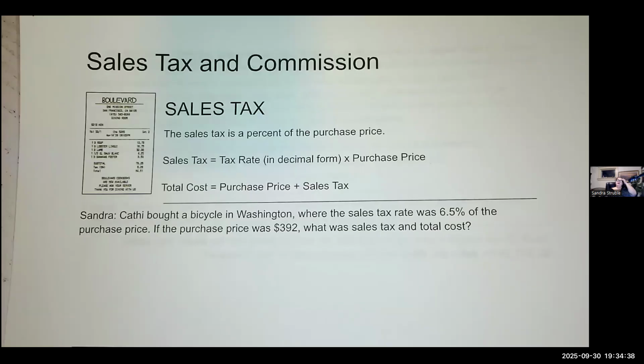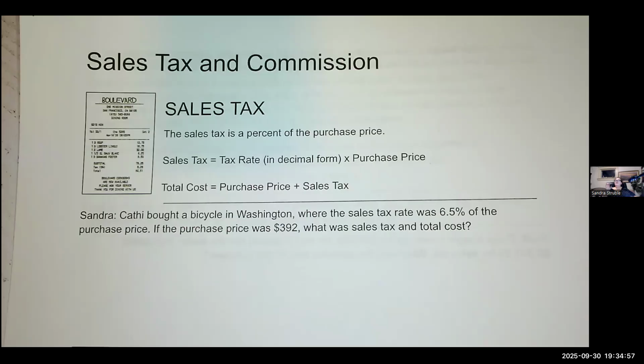So the next one we're going to cover is sales tax and commission. These are just basic understandings I want you to have before you're going on to the next step. Still percentages we're dealing with here. The sales tax is what we're going to deal with first, and it's a percent of the purchase price.